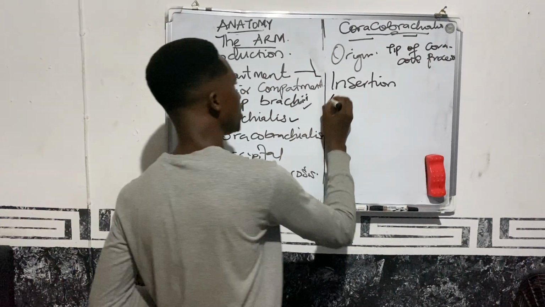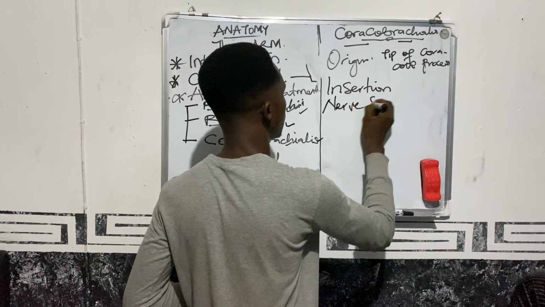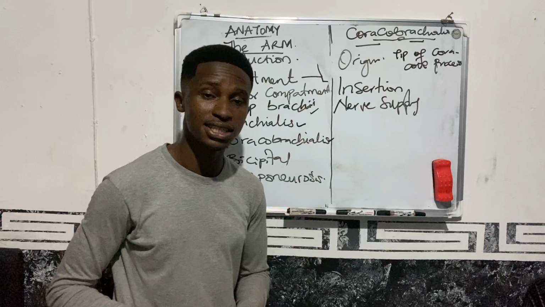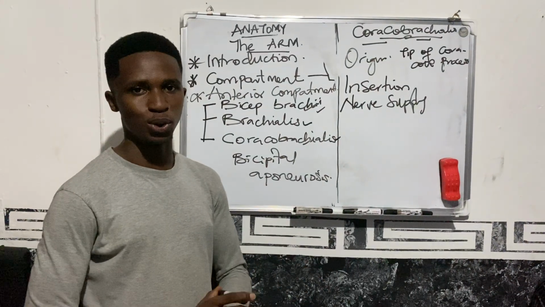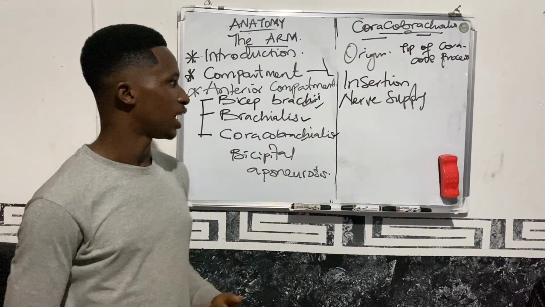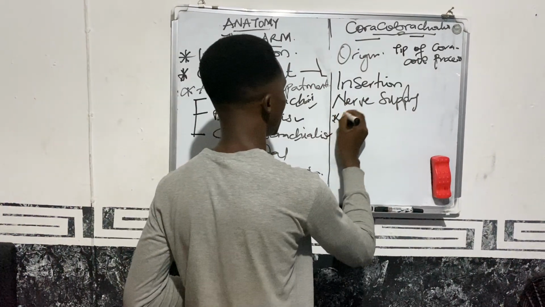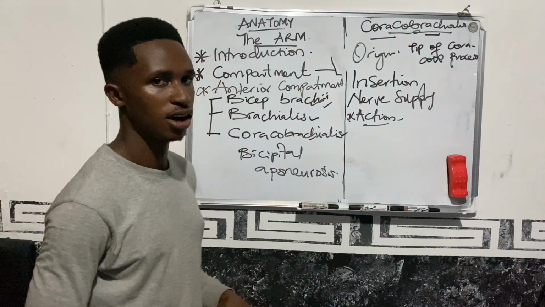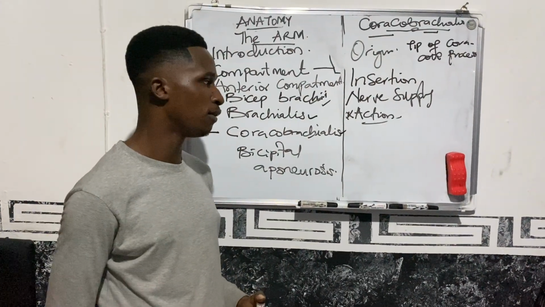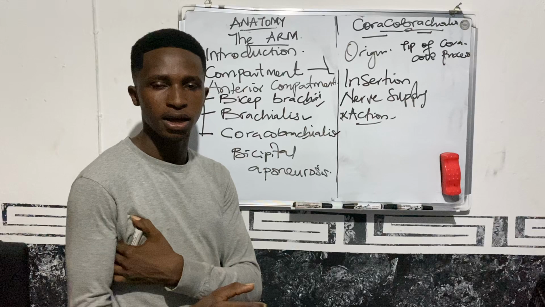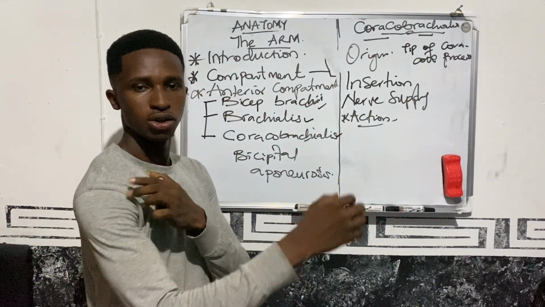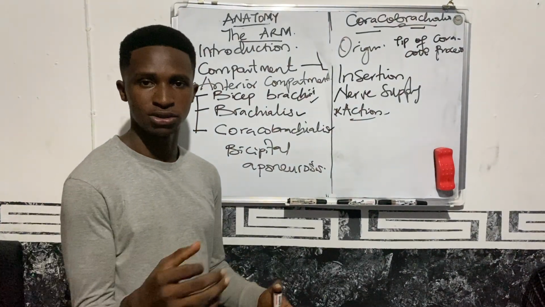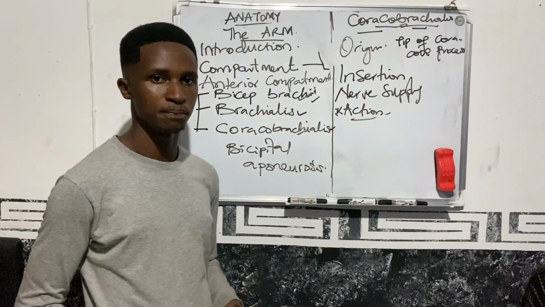With that, we move to the nerve supply, also known as the innervation. The coracobrachialis is innervated by the musculocutaneous nerve. And lastly, we go to the action. The coracobrachialis is essential for adduction of the what? Of the arm, and also for flexion of the arm. These are some of the functions of the coracobrachialis: adduction of the arm and flexion of the arm.